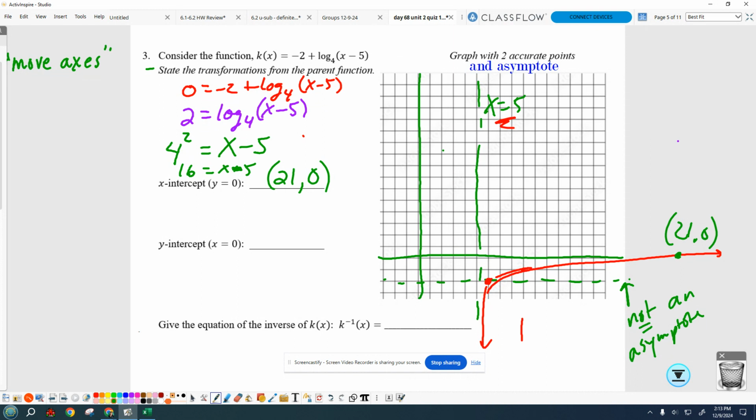Well, what's my y-intercept? Where does it hit the y-axis? The y-axis is right here. Where does the function hit that? Where does the red curve hit that line? Here's my real y-axis. Sweetheart, when does the red line hit that green line? They don't.